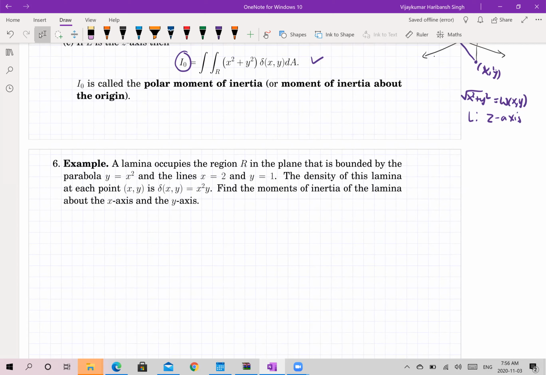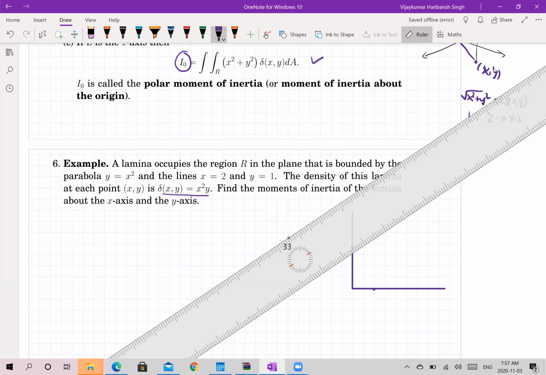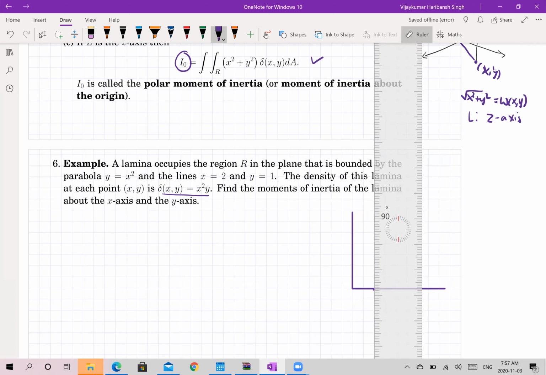All right. So let's look at the following problem. A lamina occupies the region R in the plane that is bounded by the parabolas, x equals to 1, y equals to 1. And the density of the lamina is given by delta xy, which is x square y. Find the moment of inertia of the lamina about the x-axis and y-axis. So let's first draw this region R. So x equals to 2 is going to be here. Let's draw it with a ruler. So x equals to 2.